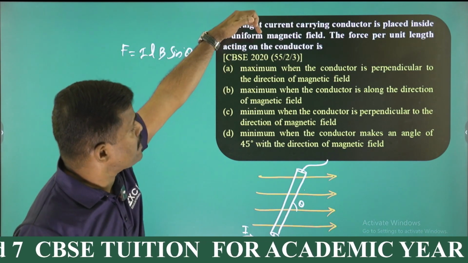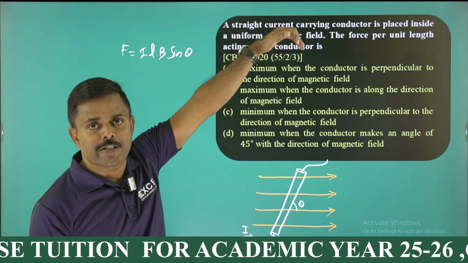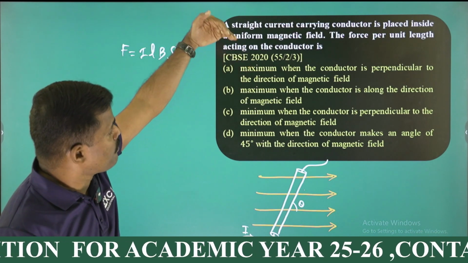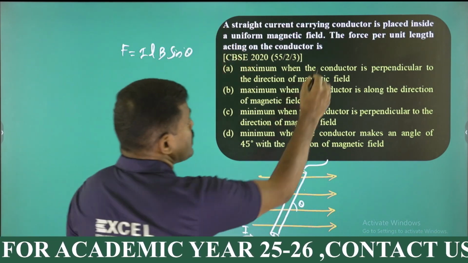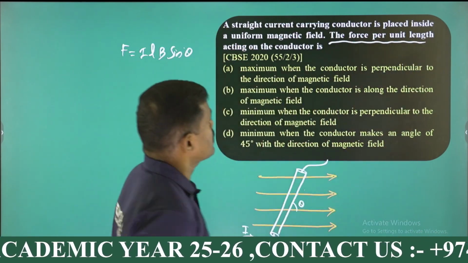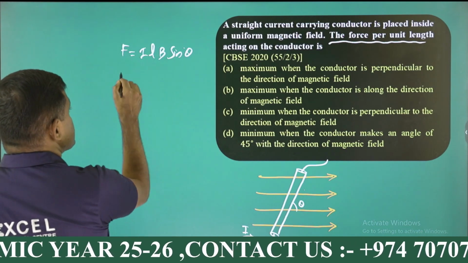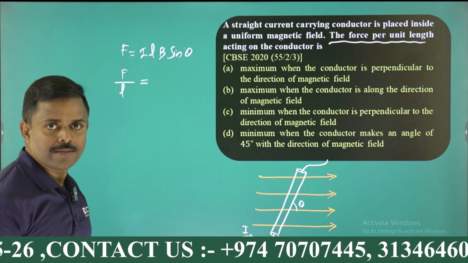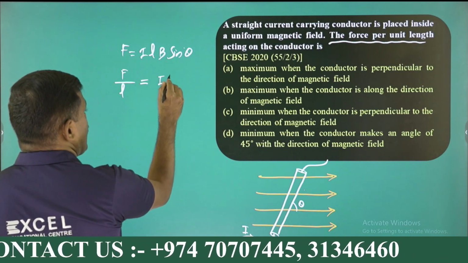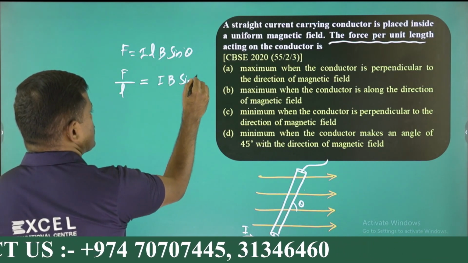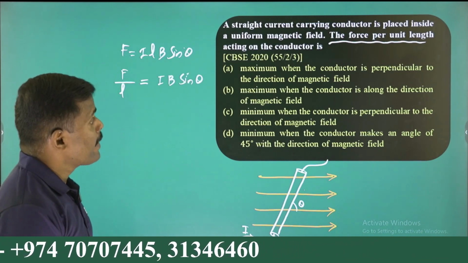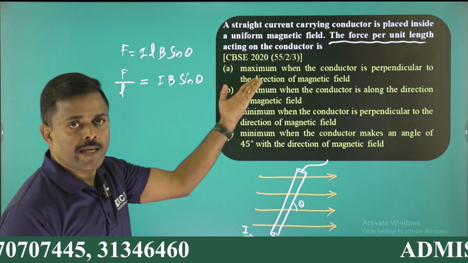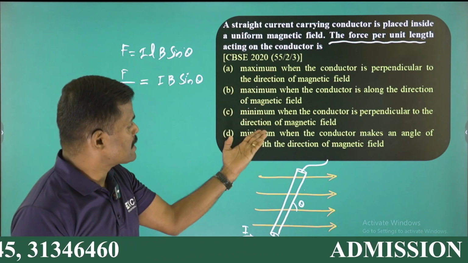A straight current carrying conductor is placed inside a uniform magnetic field. The force per length is the question. Let us take length to the left hand side because they are asking force per length. What is force per length? It is IB sin theta. They say maximum, minimum, maximum, minimum.